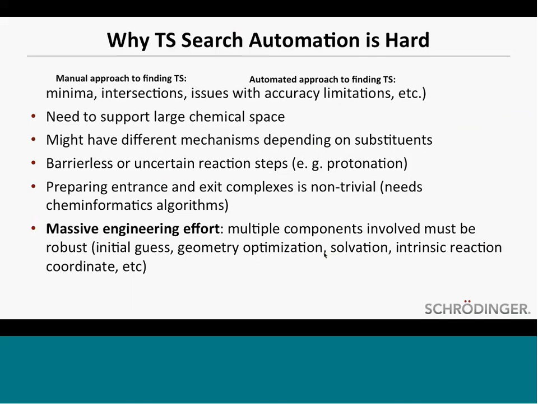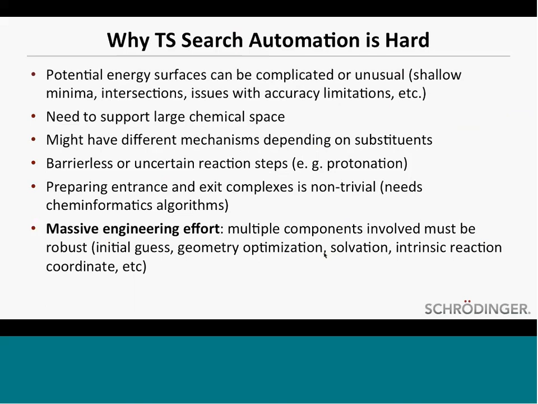So this is a really hard problem, automating it, that is. The potential energy surfaces are really complicated and unusual. You need to be able to support large amounts of chemical space, organic reactions, inorganic reactions, and so forth. The reaction mechanism may completely change depending on various substituents, and you have to deal with things like barrierless or uncertain reaction steps. Also, preparing entrance and exit complexes, these are called pre-reactive complexes or post-reactive complexes, is non-trivial. And so at Schrodinger, at least, this has been a massive engineering effort. And we think we're getting towards something that you guys would really like.